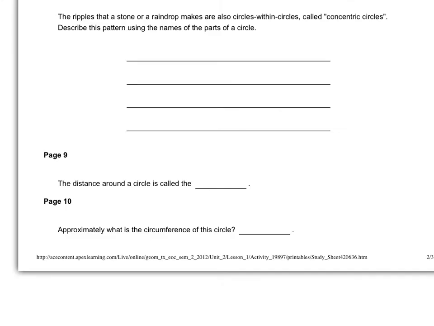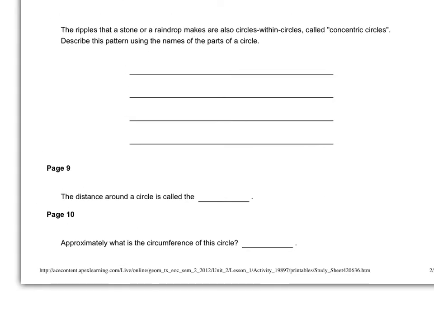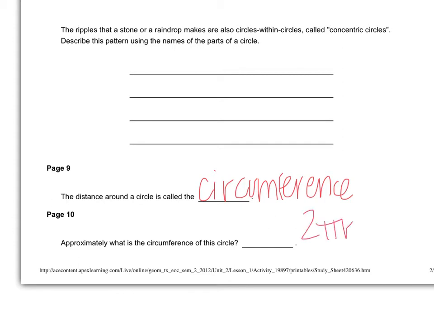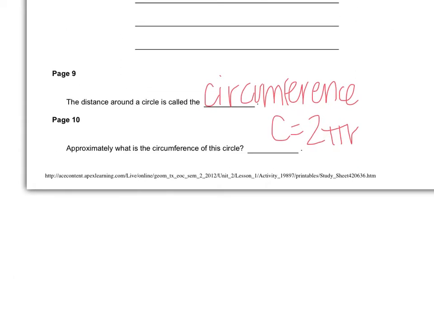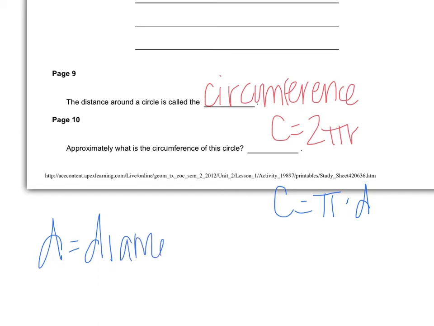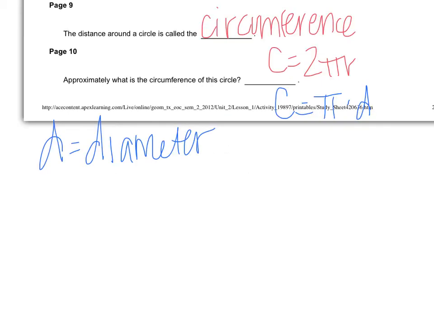Skipping down to the bottom of the page, it says the distance around a circle is called the circumference. To find the circumference of any circle, you use the formula either 2 pi r, circumference equals 2 pi r, or circumference equals pi times d. The d in this case stands for diameter. We haven't talked about the diameter, which is why I want to talk about it. The diameter is the distance all the way across the circle.